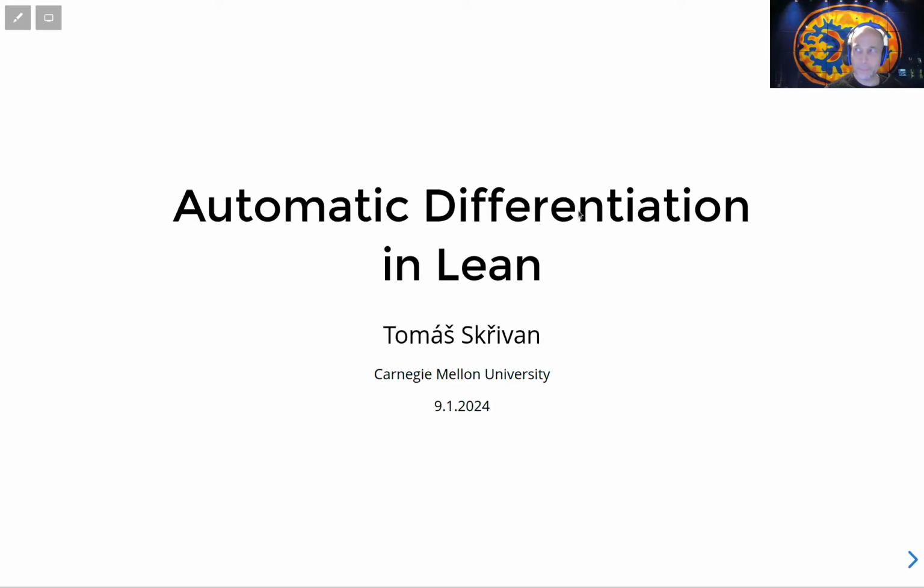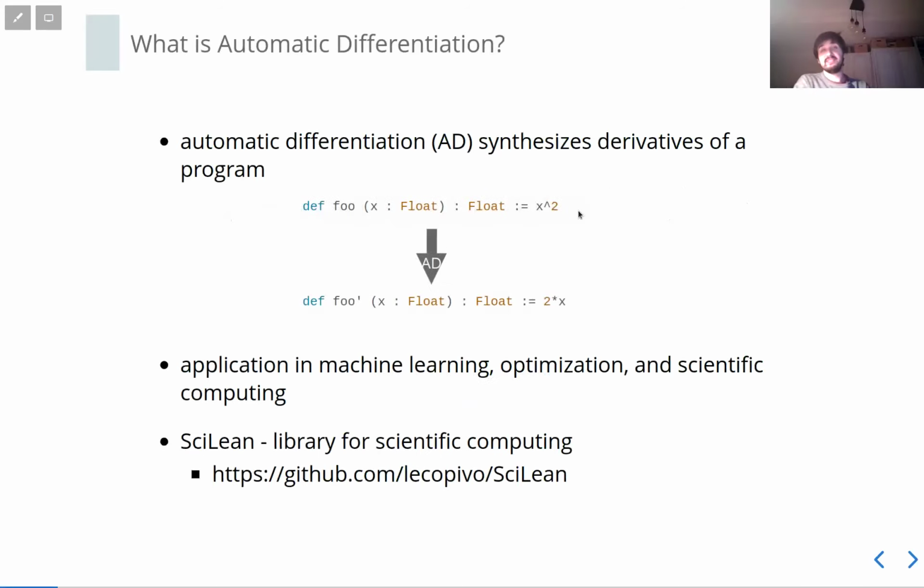Okay, so I'm going to talk about automatic differentiation in Lean. And first, what is automatic differentiation? Automatic differentiation is a process of synthesizing, generating derivatives of programs. So for example, if you have function foo, which takes x and produces x squared, then the automatic differentiation generates new function f prime, which takes x and produces 2 times x, which is the derivative.